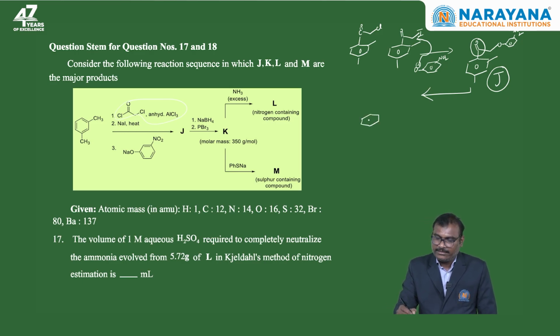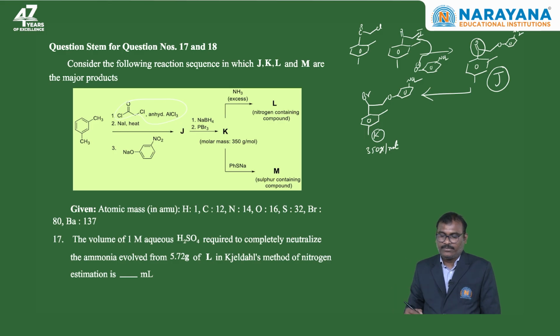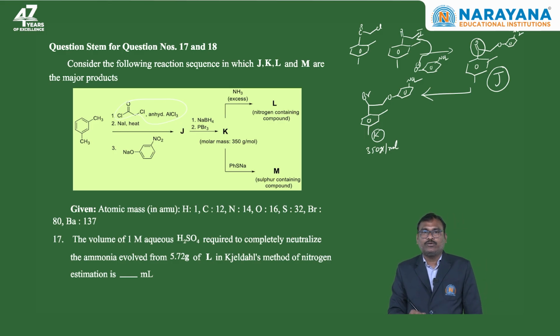Then we get the compound where the bromination has occurred, with O, metanitro, and this is the compound. You are getting K, whose molecular weight is 350 gram per mole. So the molar mass is 350. Now you will go for the 2 ways.